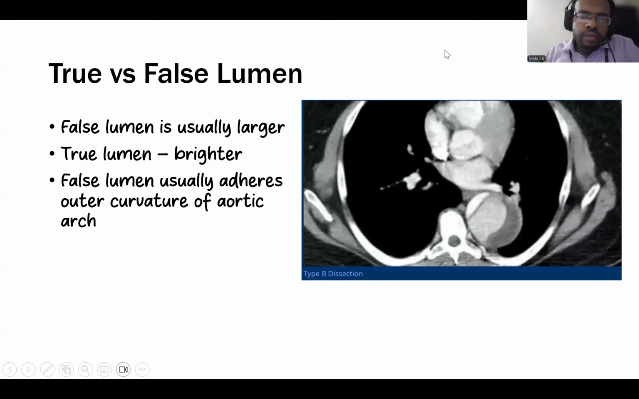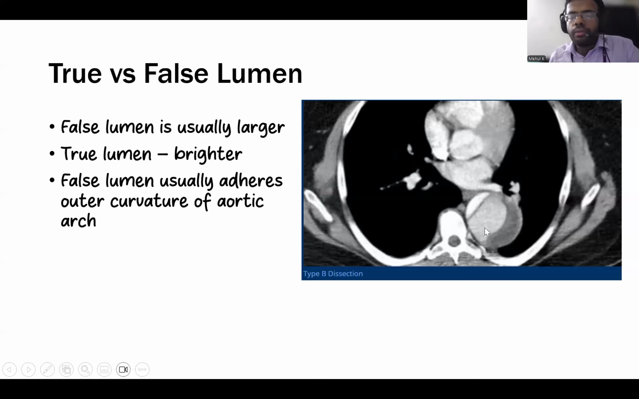So one question which is not very important for emergency physicians but might get asked in exams based on your examiner is, how do you differentiate between a false lumen and a true lumen? So you can see the descending aorta and the flap there. Usually, the false lumen is bigger than the true lumen, as it is here in this case. The true lumen is usually going to be brighter due to the contrast compared to your false lumen. And number three, the false lumen will usually adhere to the outer wall of the aortic arch.